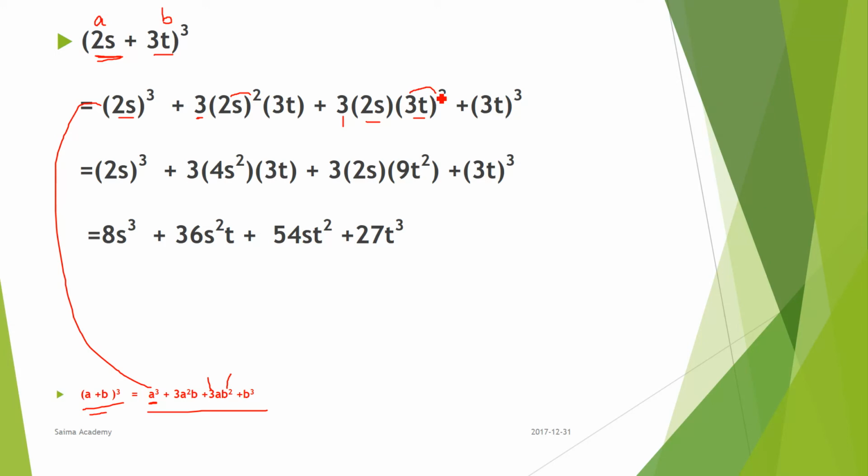It does not mean that 3 2 times 6. Do not write down 6 here. It means you have 3 2 times like this, right? So 3 times 3 is 9, and this is t square, and here 3t cube, right? So I will explain this in the next step. Now we will solve it.